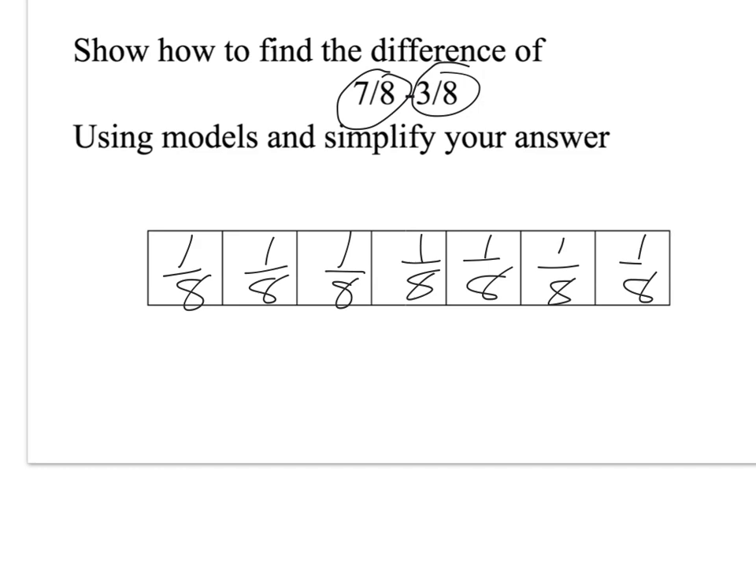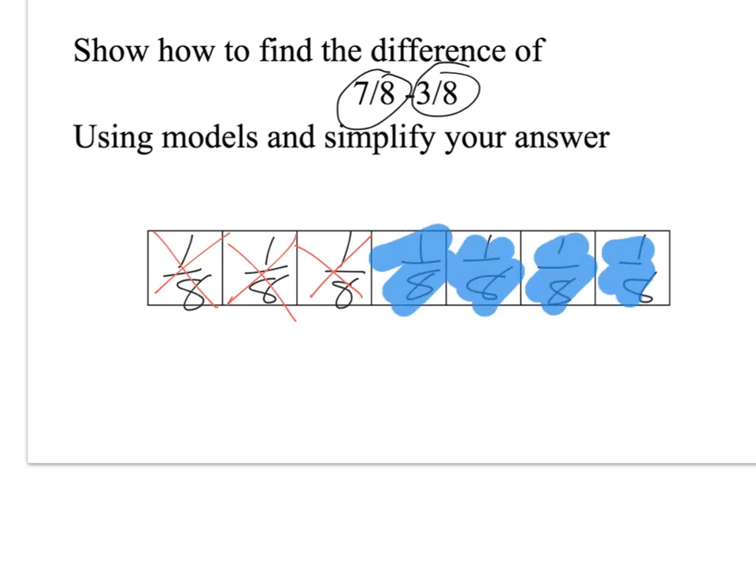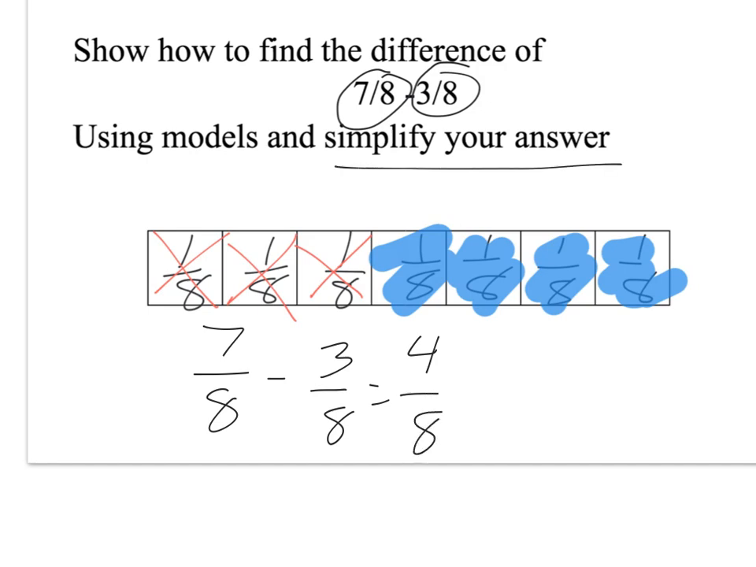So that means I'm going to cross off 3 of them, which leaves me with 1/8, 2/8, 3/8, 4/8. So my problem answer would be: I have 7/8 minus 3/8, and when I counted, I had 4/8 left over. But now you need to make sure that you simplify your answer.